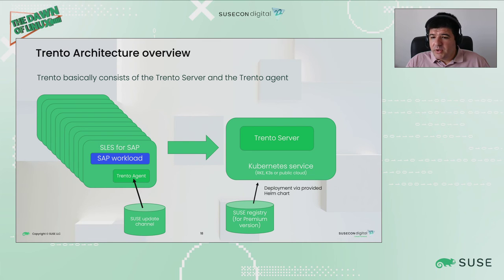To be able to monitor and connect and integrate into the Trento server, as part of SLES for SAP channels, you have the Trento agent delivered as an RPM package that can be installed in the same way that you install other components of our Linux distribution. And then they interact with each other, and everything that you saw before will be provided in a nice web UI.